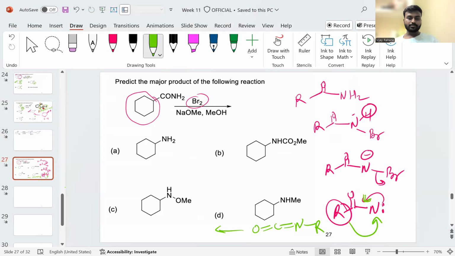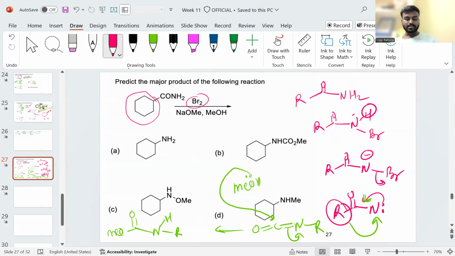This methanol is nucleophilic, and if you look at the active center, this carbonyl is the active center. So attack takes place here, and it leads to the formation of R, N, double bond O, and here OMe, and then it gets the proton from the solvent, obviously the methanol. So this is the product we get. This entire R will be the cyclohexyl ring. So what will be the product in this one? This is not the product.